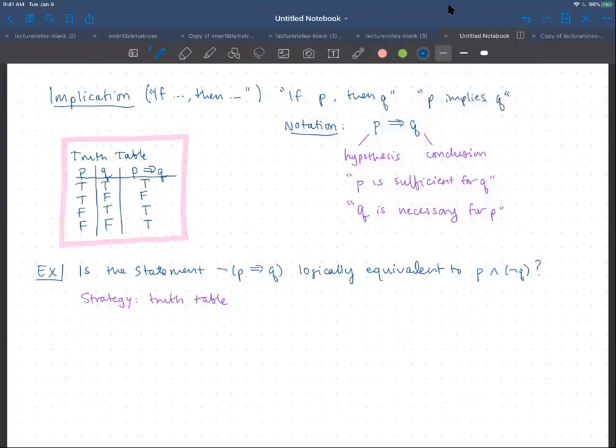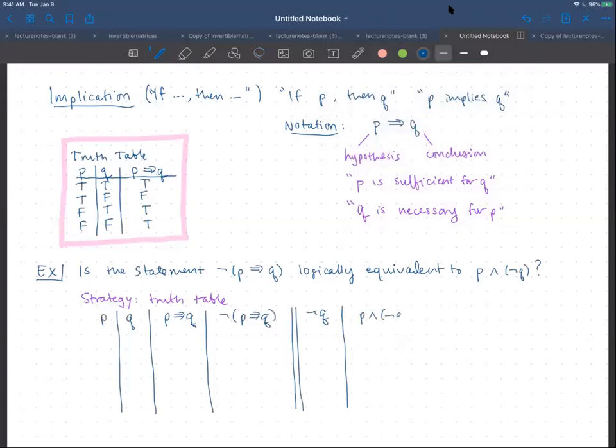So let's sketch out a truth table here. We've got P and Q. We're going to get the intermediate P implies Q written out, and then we'll take the negation of that. And we want to compare this to P and not Q, so maybe I'll give myself a not Q column to gaze upon, and then I'll work out P and not Q. So let's take a crack at this truth table.